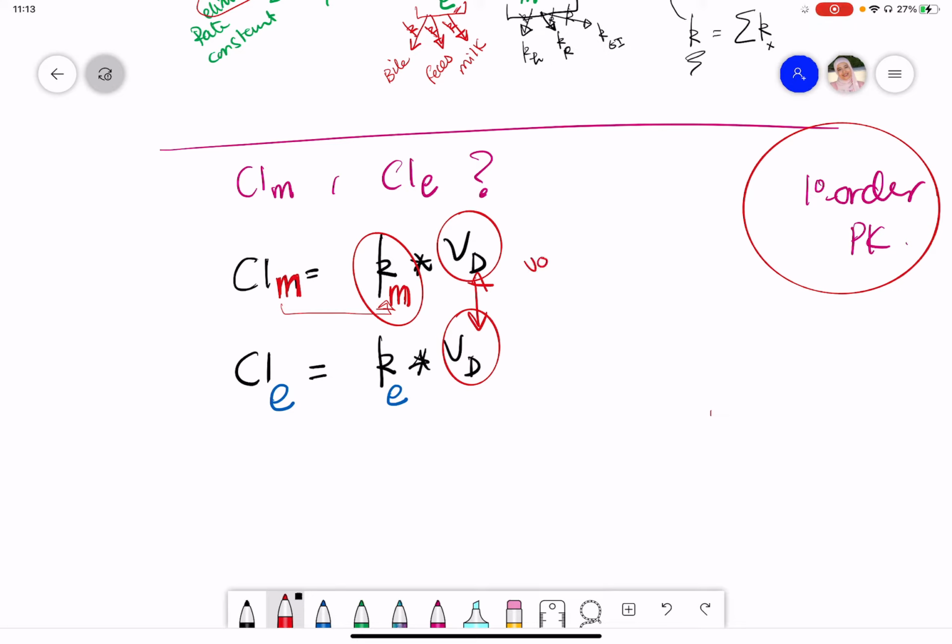So the unit of the volume of distribution is volume. The unit of each one of those rate constants is 1 over time because it's first order kinetics. So 1 over time for the constants following first order, and the unit of each one of the clearances is volume over time because it's clearance and it's following first order kinetics.